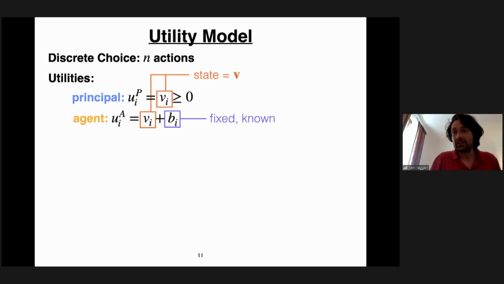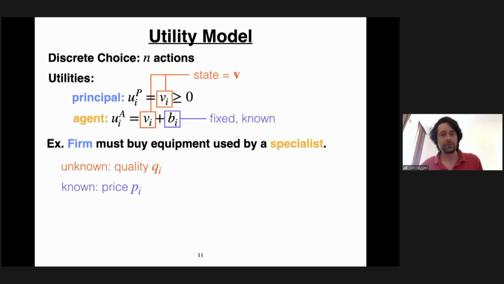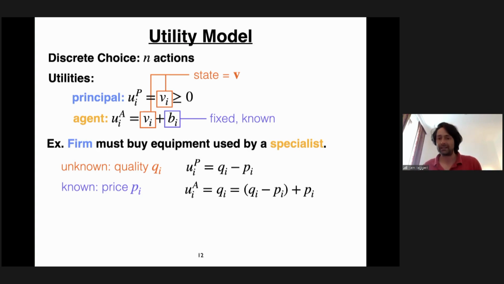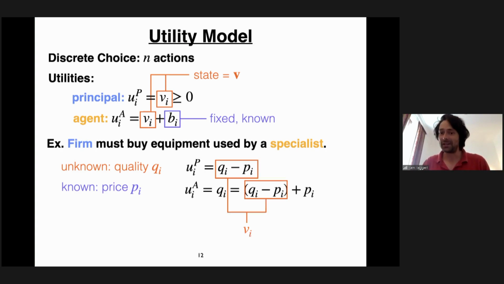But I claim that it captures the intuition of many of these scenarios that we talked about. So for example, with the equipment purchasing example, the thing that's unknown is the quality of the different equipments. The thing that's known is the different prices. So you might write down the utilities of the principal and agent in the following way. The principal's interested in quality minus price, the agent's interested in quality. But if you rewrite the agent's utility as quality minus price plus price, then there's a shared uncertain value term and a known bias term, because we can assume that the firm knows the prices of the different pieces of equipment.